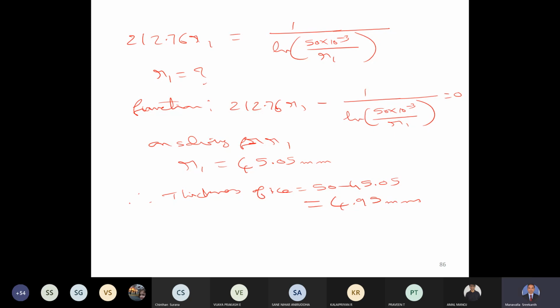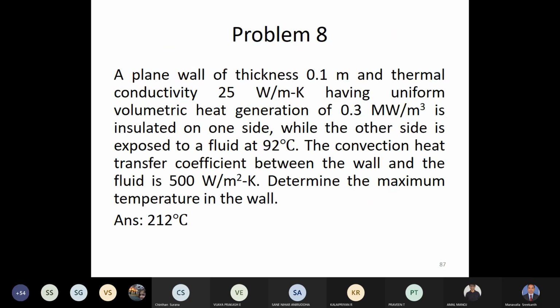Now we'll take up the next problem. A plane wall of thickness 0.1 meters and thermal conductivity 25 watt per meter Kelvin, having uniform volumetric heat generation of 0.3 megawatt per meter cube, is insulated on one side while the other side is exposed to a fluid at 92 degrees Celsius. The convection heat transfer coefficient is given, and we need the maximum temperature. So this problem is related to steady heat conduction, one-dimensional steady state heat conduction involving heat generation. Generation that we are seeing here is 0.3 megawatt per cubic meter. So let's solve this problem.